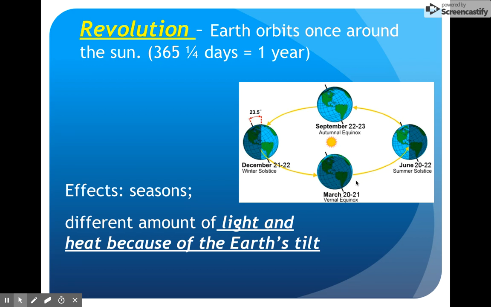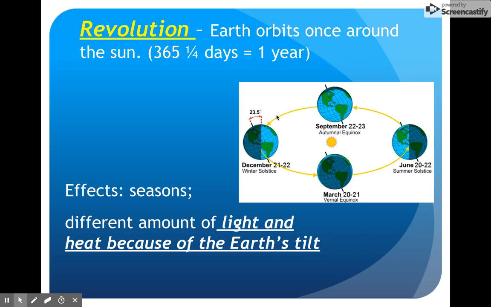And as we move from March to June, again, we're still tilted in the same way, but because we're on the other side of the sun, it appears we are tilted towards the sun. Therefore, if you kind of imagine that equator, longer days and shorter nights. And that is our summer. And again, as it goes on, then we go into fall, equal day and night. The amount of light and heat is changing. So in the fall, we're getting less light, less heat, cooler temperatures.